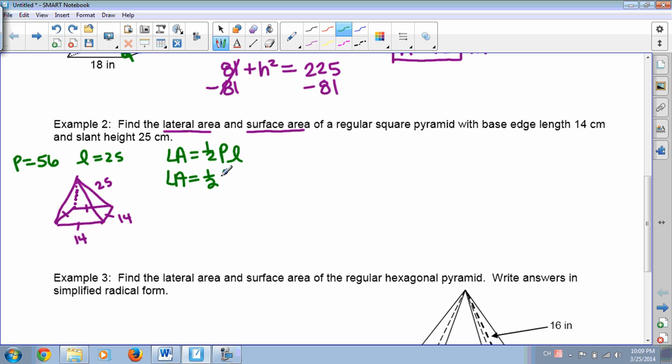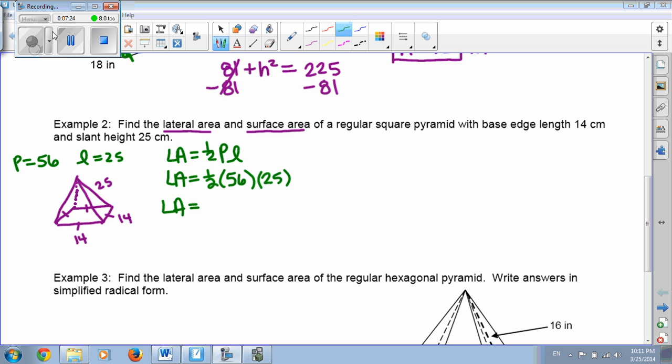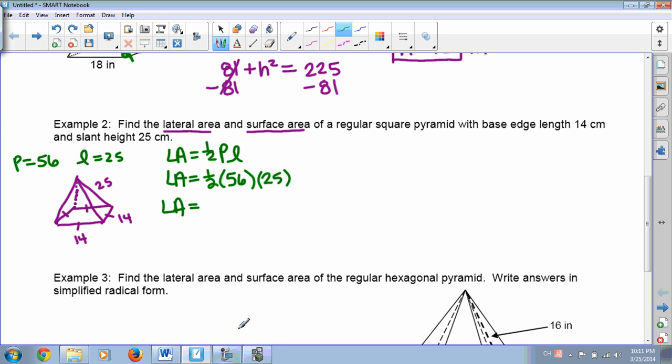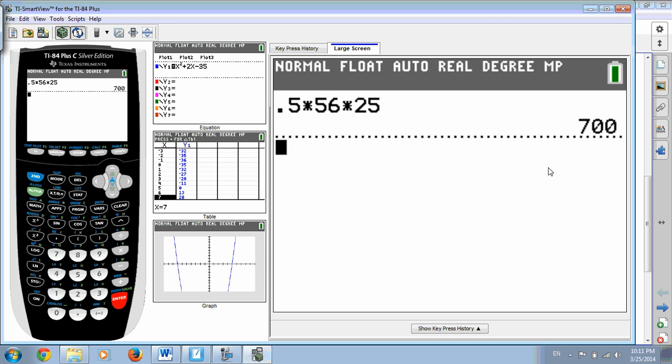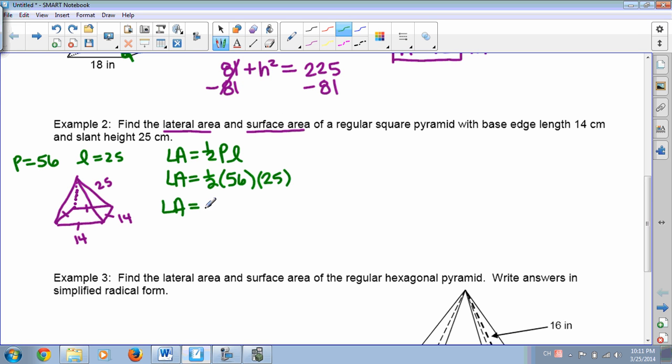So when we plug this in, 1/2 times 56 times 25. And then we're going to go to our calculator and plug this in. I'm going to use 0.5 as 1/2. So 0.5 times 56 times 25. I'll put it all in the calculator at one time, and we get 700. So the lateral surface area of this square pyramid is 700 centimeters squared.